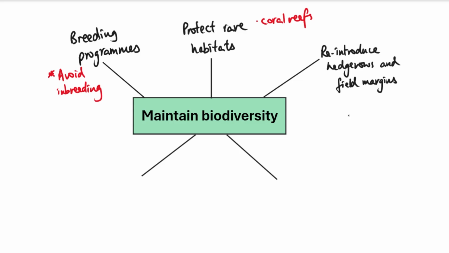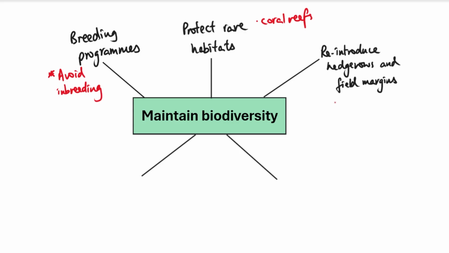Third way is to reintroduce hedgerows and field margins, especially in farming. A lot of times farmers don't want to have the field margins because you want to maximize the amount of plants that you can grow, which you can sell for profit. However, the hedgerows, which are basically bushes, are actually a habitat on their own, so lots of different small animals can live in the hedgerows. So by destroying them, we are destroying their habitat. They don't have shelter, and they can die easily.